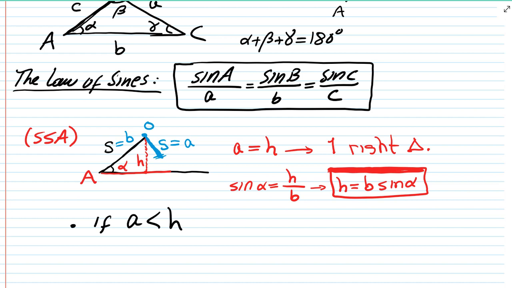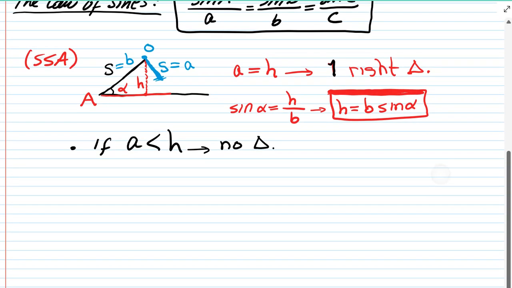That's the case where the side cannot form the polygon, cannot form a triangle. So if A is less than H, therefore, there is no triangle possible. The very first thing we need to do is, in fact, this check. Do I have no triangle? Do I have one right triangle? Or the case beyond this is going to give us chances of two triangles, depending on angle alpha, by the way.